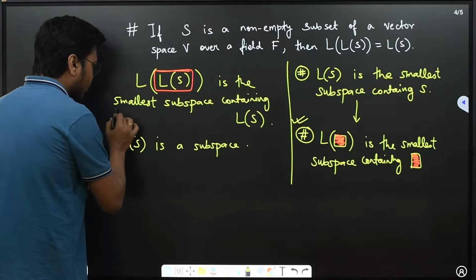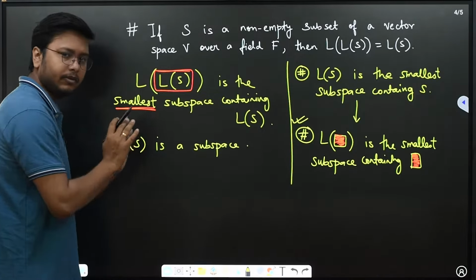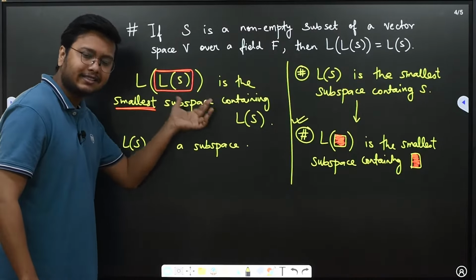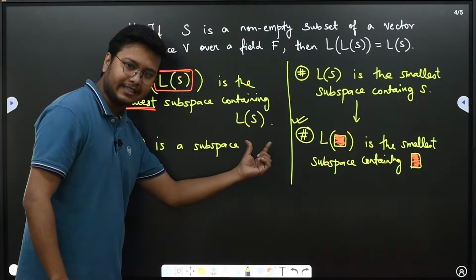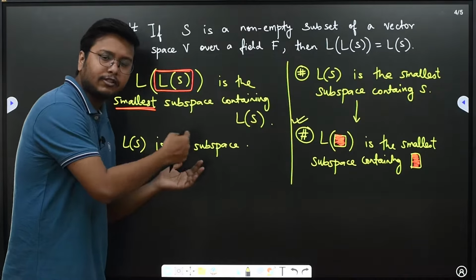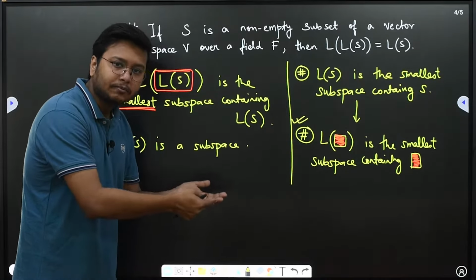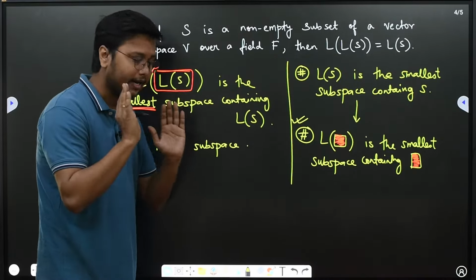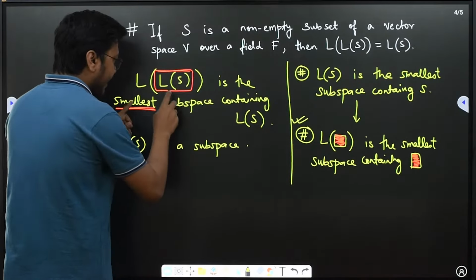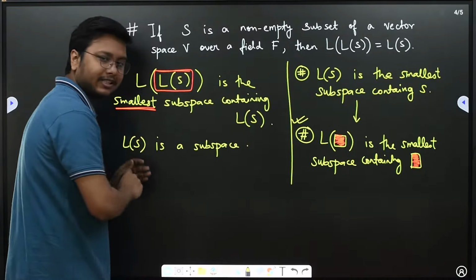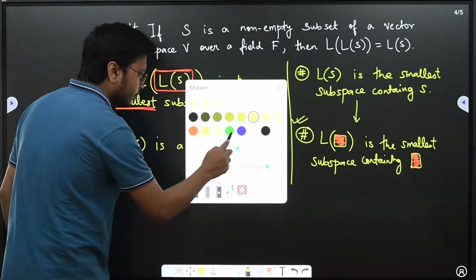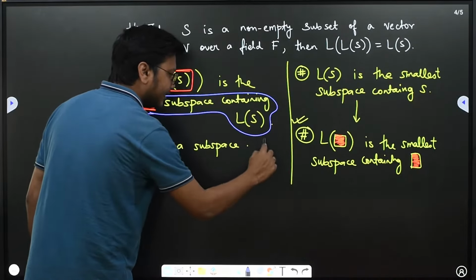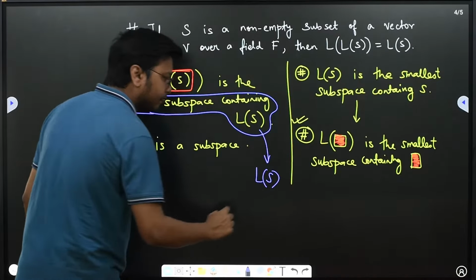Now see, this word is actually creating the problem. Concentrate on this word. L(S) is the smallest subspace which contains S. Now L(S) is itself a subspace, and the smallest subspace containing L(S) is L(S) itself. What I am trying to say here is L(S) is the smallest subspace containing S, and the smallest subspace containing L(S) is nothing but L(S) itself.